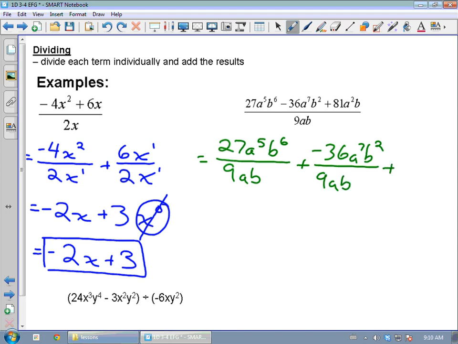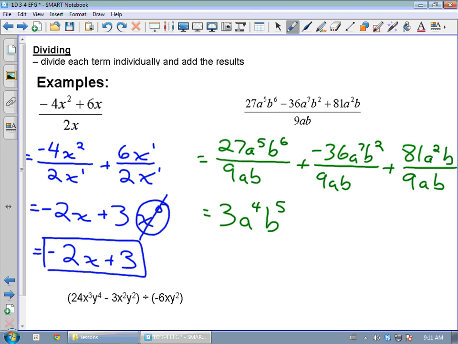Again, plus, and then I've got 81a squared b, divided by 9ab. And then I do my division. Divide the coefficients, check to see if the bases line up, and then subtract the exponents. So 27 divided by 9 gives me 3. A to the 5 divided by a to the 1, subtract the exponents, gives me 5 minus 1 is 4. For my b's, I have 6 minus 1, which gives me b to the 5.